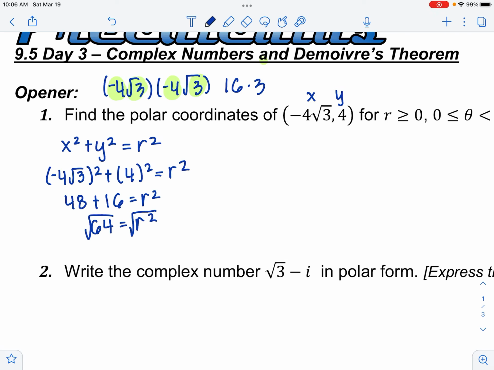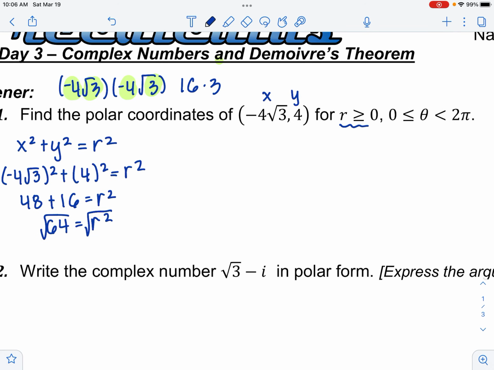Remember when we square root to solve, we account for both the positive and the negative answer. That would make r squared 64. But if you look at the directions here, we only want positive r values. So I'm going to say r is 8. Okay, now we need theta. So remember, if we have x and y and we need theta, we could always use the equation tangent of theta is equal to y over x.